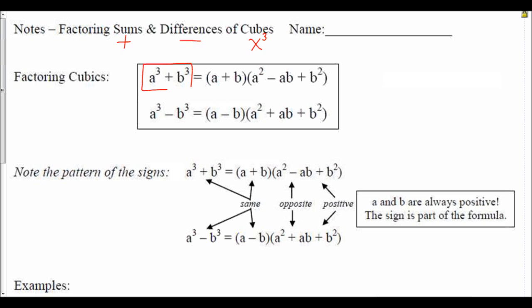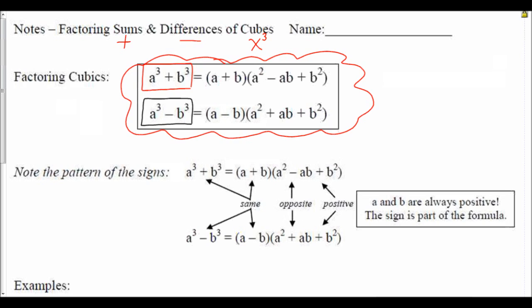The sum of cubes means we have something cubed plus something else cubed, or a cubed plus b cubed. If we have a difference of cubes, then that's a cubed minus b cubed, because instead of being added, the two cubes are subtracted. These are the two formulas that we have up here for how we can factor. This is something that we should really memorize, these two formulas up here. Let's look at what can help us make this a little easier to memorize.